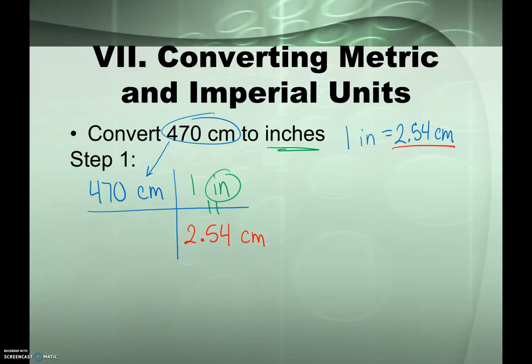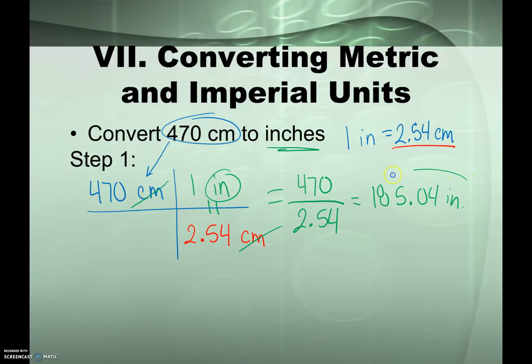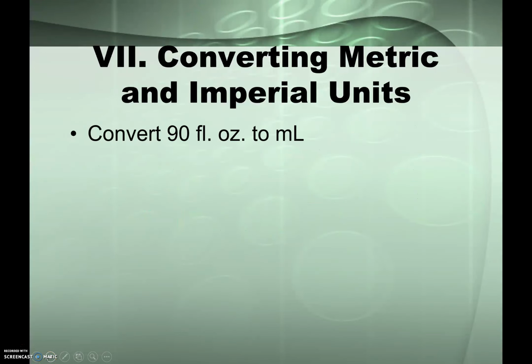Inches, inches, they equal out, so we're going to cancel those out. 470 times 1 is just 470 divided by 2.54 because it's the only thing on bottom. So if we take 470 divided by 2.54, we will get 185.04 inches. And that's your final answer. So this next one, I actually want you to do on your own. And again, I will put the answer up, but I want you to try it first, see how you do, then continue hitting play.